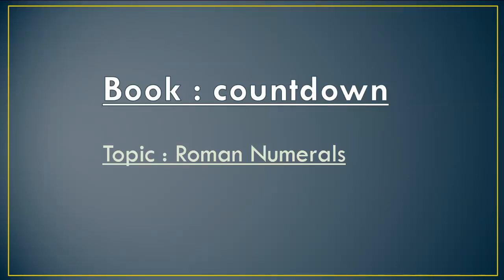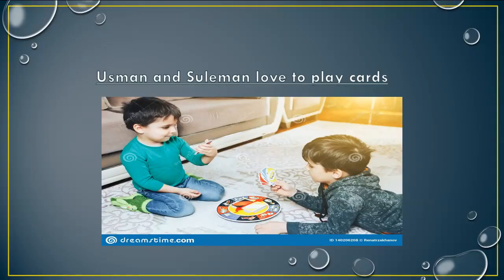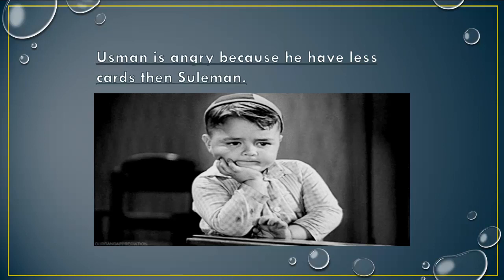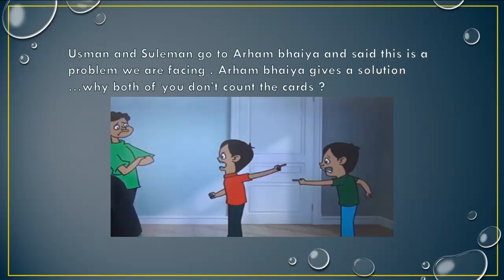Roman numerals. So students, we are starting our topic with an interesting story. Usman and Suleiman were two friends and they loved playing cards and also exchanging cards. But there is a small problem. Whenever they exchange cards, sometimes one has more cards and one has fewer cards. And this leads to regular quarrels. So they go to Arham Bhaiya and tell him the problem they are facing.